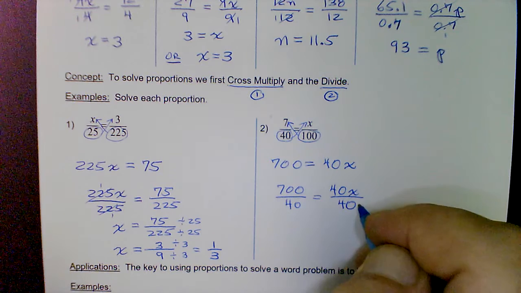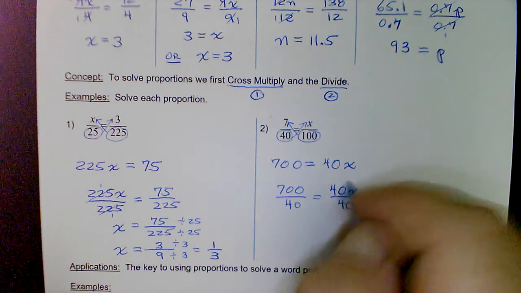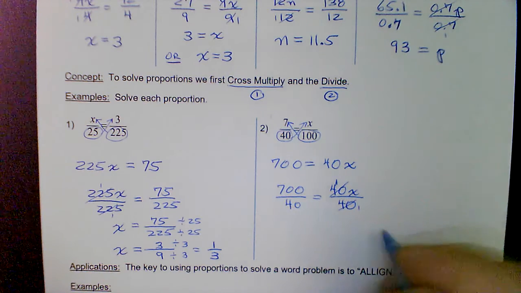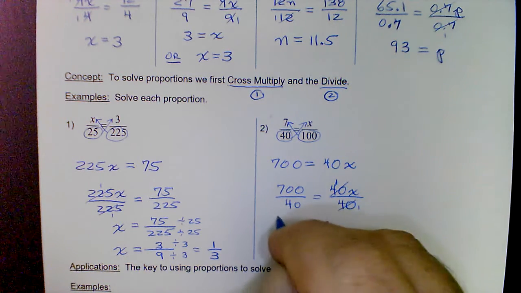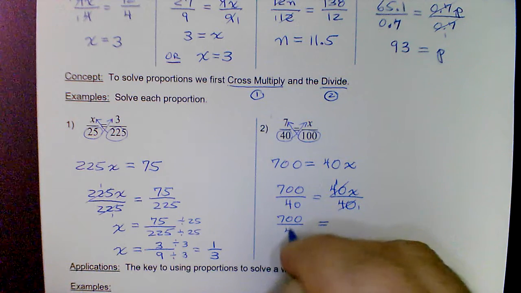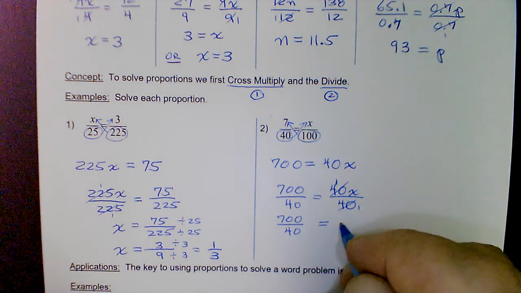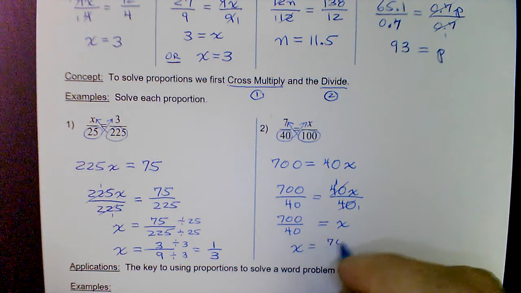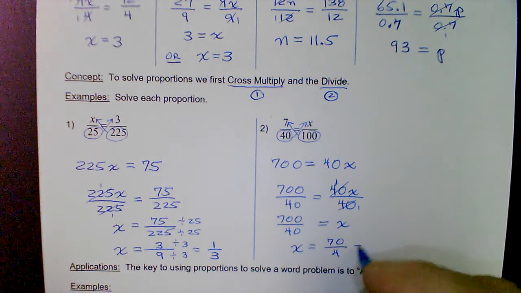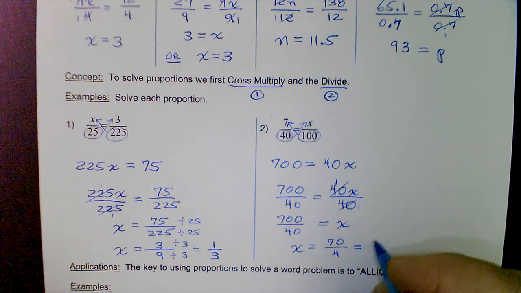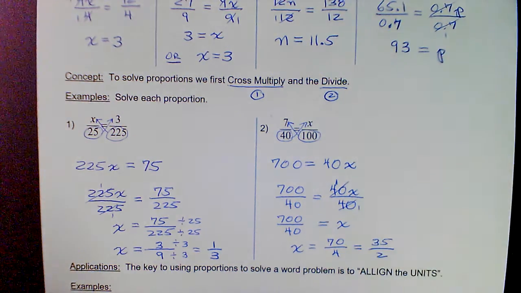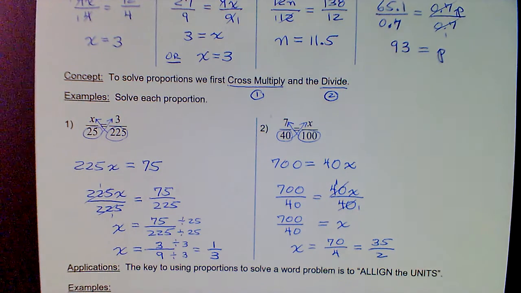Once again, you never put an x down here, you're only dividing by the number in front of it. I'm one of the only people left that shows these cancellations every time. You don't need to show them. And we get 700 over 40, which reduces to 70 over 4. Let me write it now. X equals, okay, I'm going to say 70 over 4, but then that reduces further by a factor of 2 to 35 over 2. And so that's how we solve proportions.